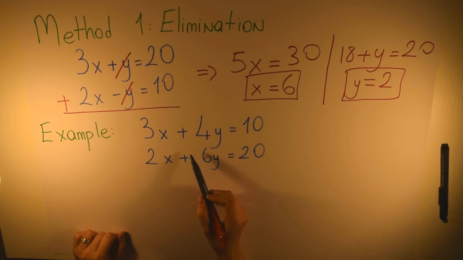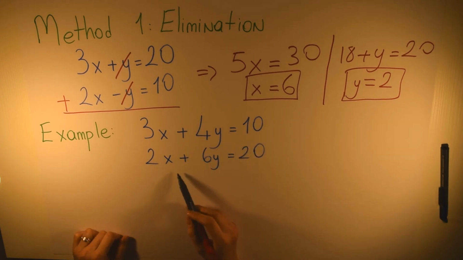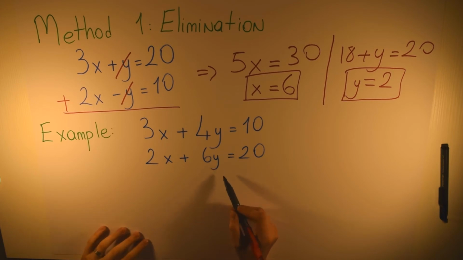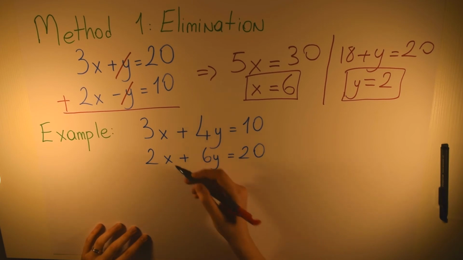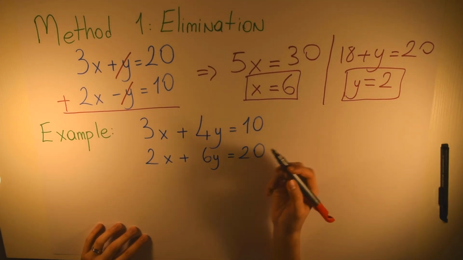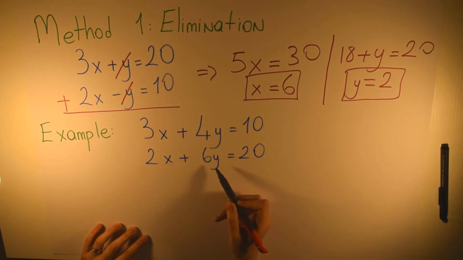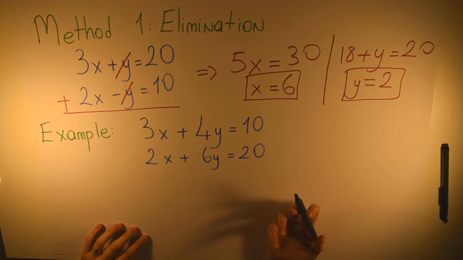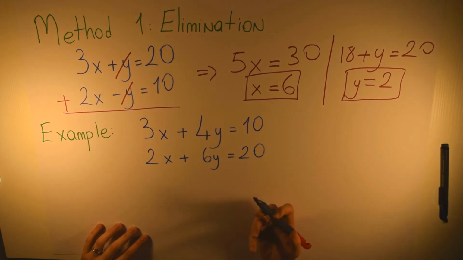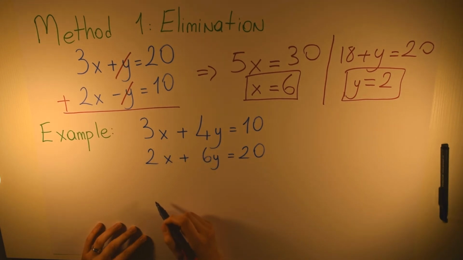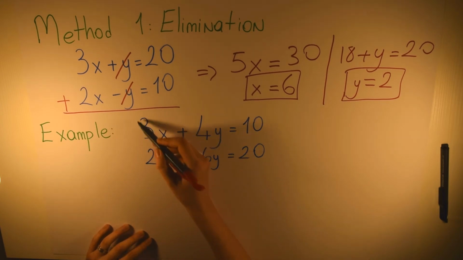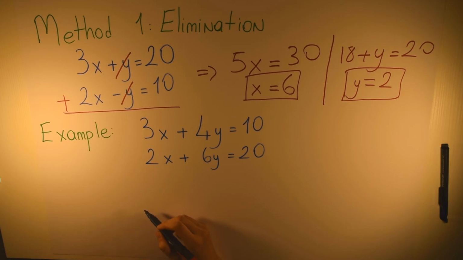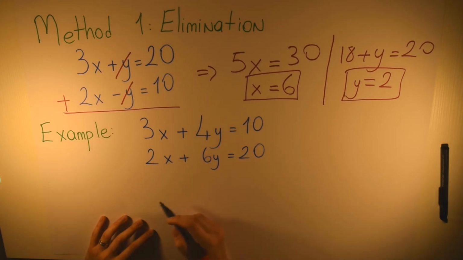Here we have 3x plus 4y is equal to 10, and 2x plus 6y is equal to 20. So here, let's see, if I add these together, I don't get anything, because 5x plus 10y is equal to 30, but I'm not able to eliminate one of these unknowns. So I have to find another way to solve this. What I can do is multiply these two equations by some numbers, so I can cancel one of these unknowns.